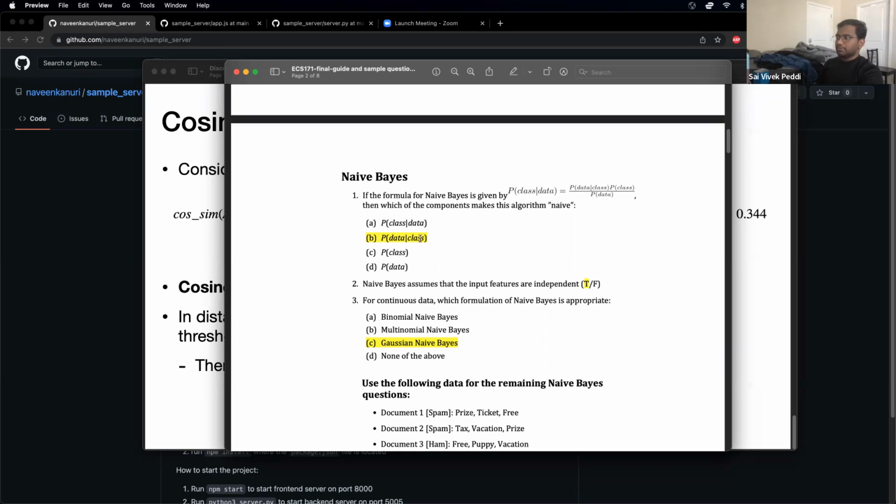The first question is, if the formula for naive Bayes is given by P(class | data) = P(data | class) × P(class), this is basically a Bayes expansion of P(A | B). Which of the following components makes it an algorithm naive?